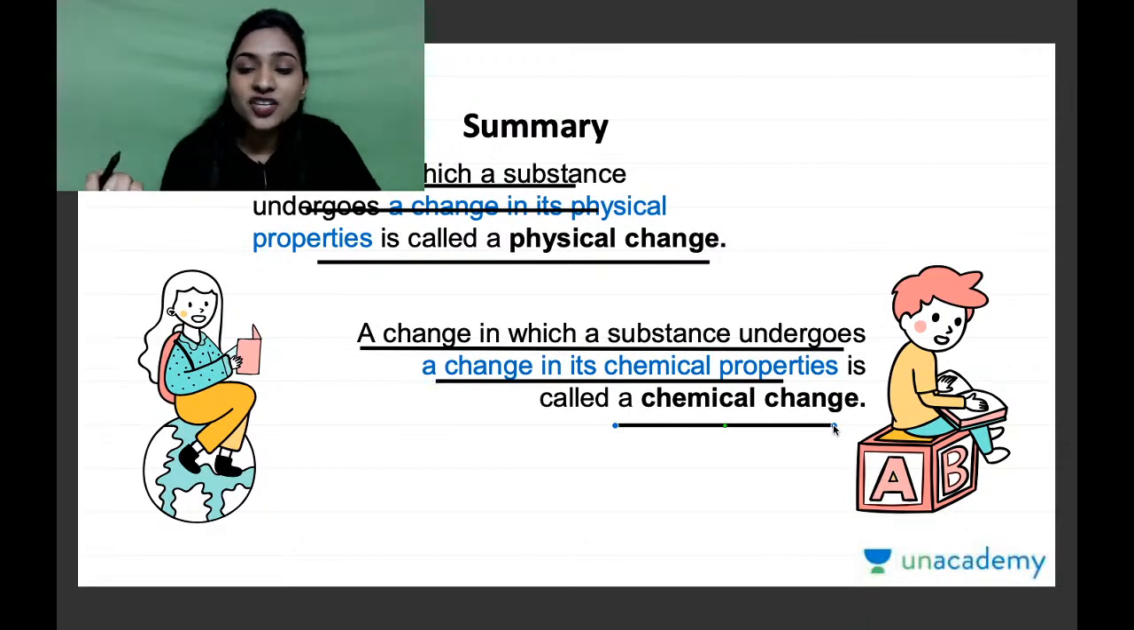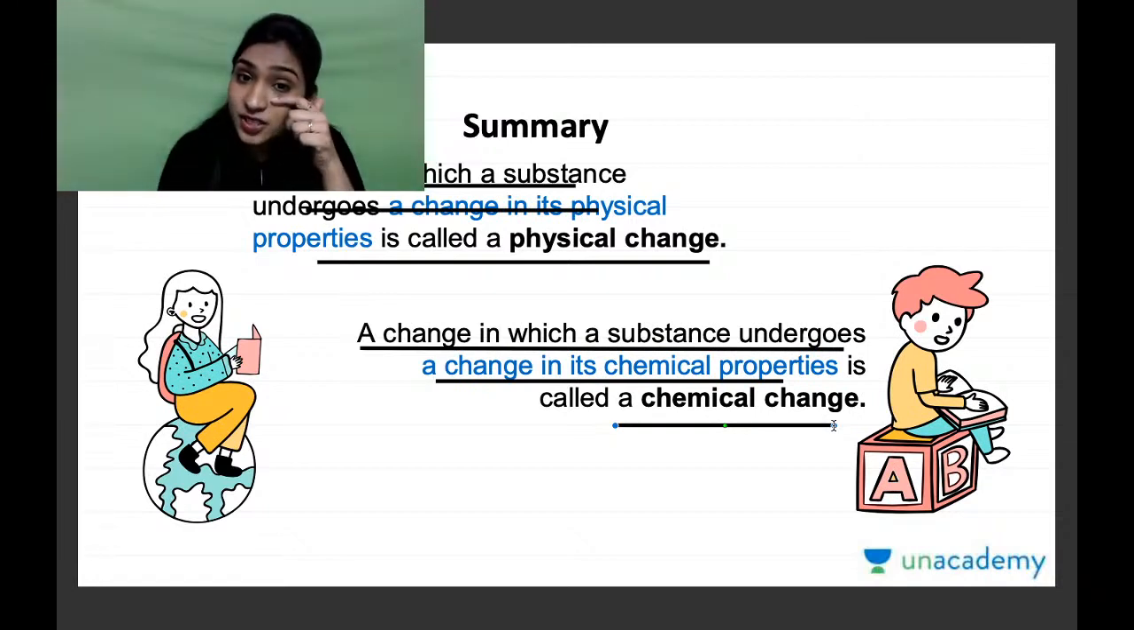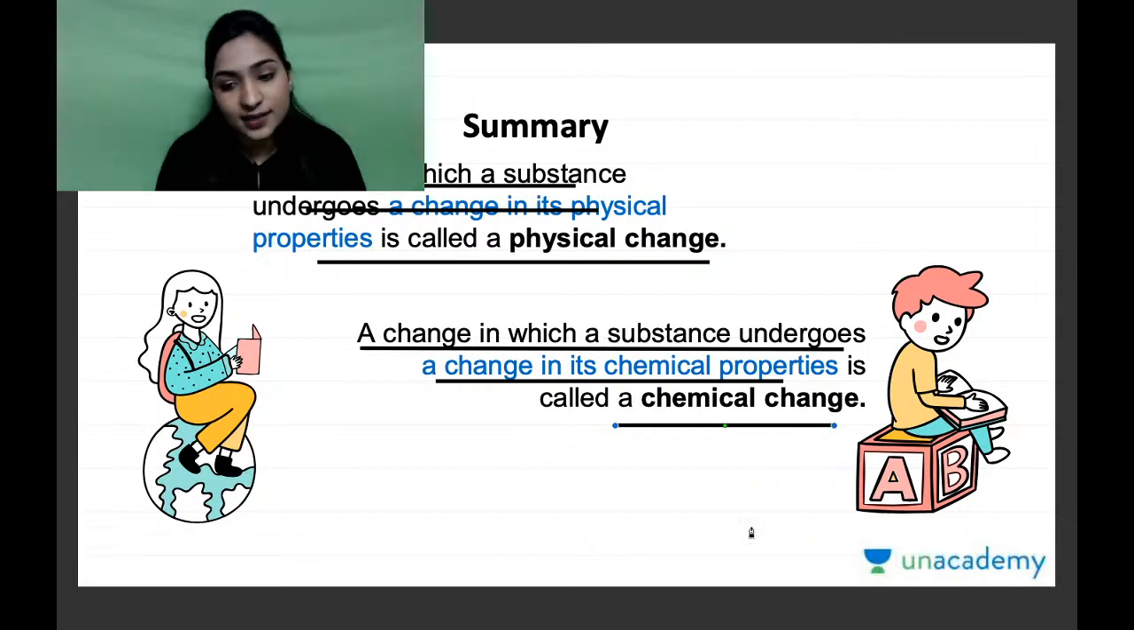What are the features? Individual properties are not retained, new substances are formed, and chemical change is irreversible. Cannot reverse it. Physical change is generally reversible. कितना बार हम लोग उसको reverse कर सकते हैं?